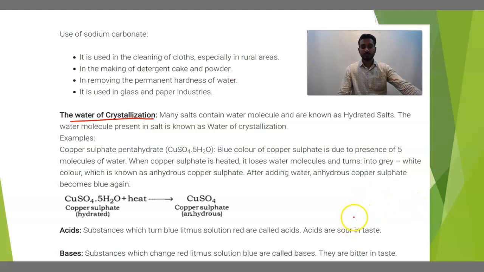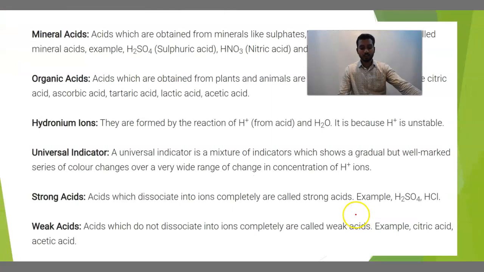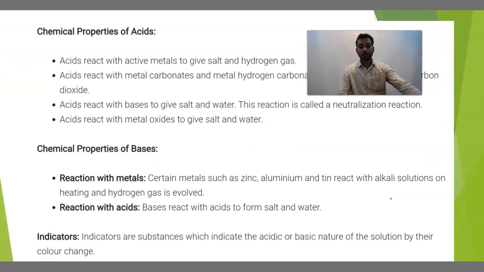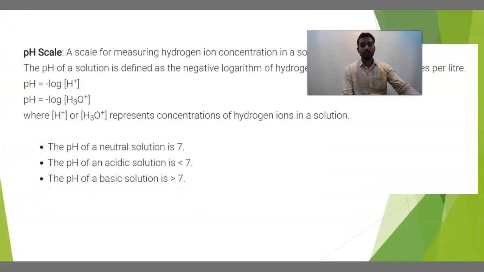Again, we are just recapping some basics like what are acids, what are bases, what are mineral acids, organic acids, hydronium ion, universal indicator, strong acid, weak acid, chemical properties of acids, chemical properties of bases, indicators, pH scale. And actually this is a formula, but it's not there in your textbook. It's a numerical. In your higher studies, you are going to discuss this. pH is equal to minus logarithm of H, hydronium ions.